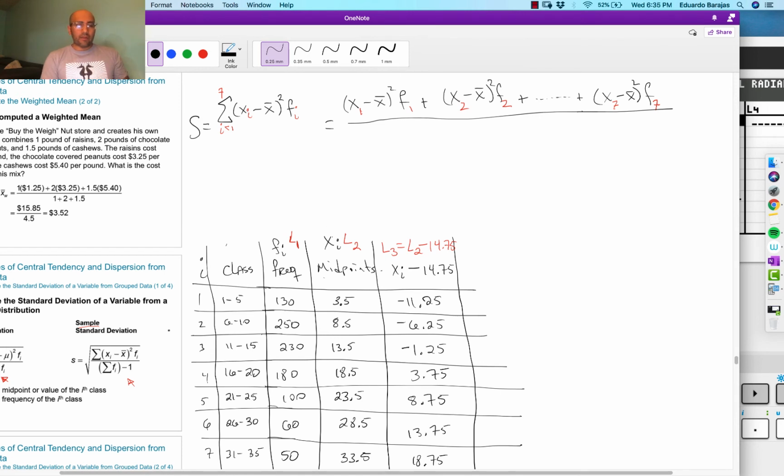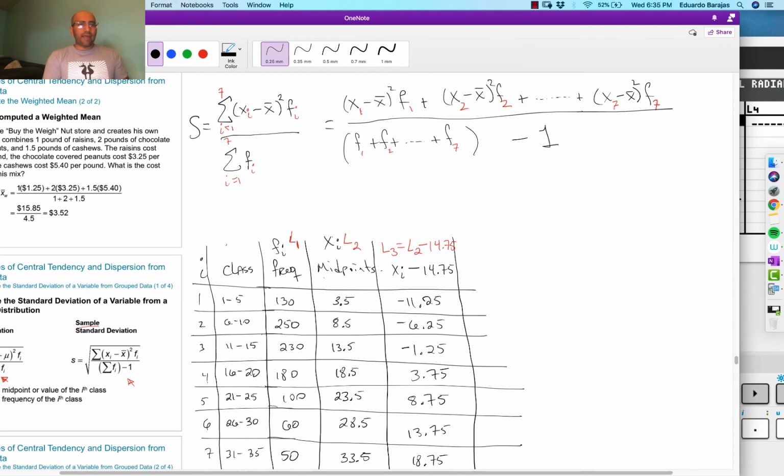And then in the denominator, this whole thing gets divided by the frequencies, f sub i, as i goes from 1 to 7. So this part is just going to be the sum of the frequencies, f1 plus f2 plus dot, dot, dot, all the way out to f sub 7. That's the sum of the frequencies. And when you're done with that sum of frequencies, then separate to that is this minus 1 at the end.